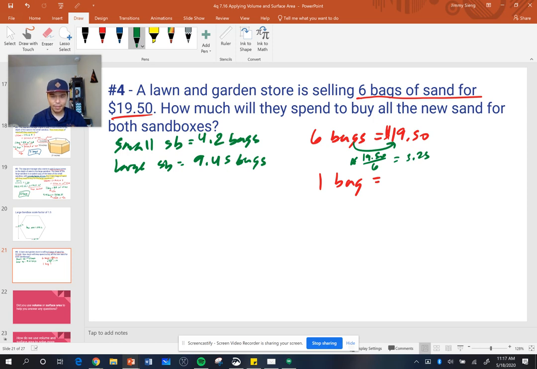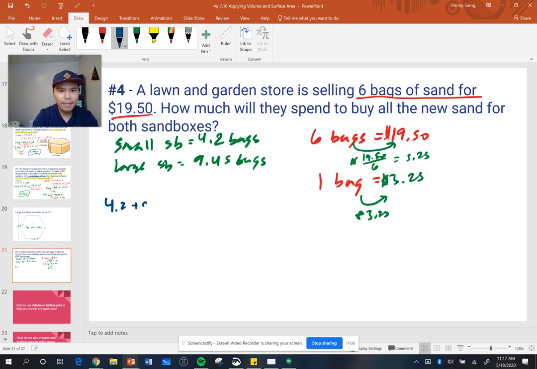Let me double check. Yep. So then one bag times the constant of proportionality is $3.25. It's going to give one bag is equal to $3.25, right? That makes sense. So if I have a total of 4.2 bags for the small one and 9.45, let's add those together to get the total number of bags. That should give us 13.65 bags total.